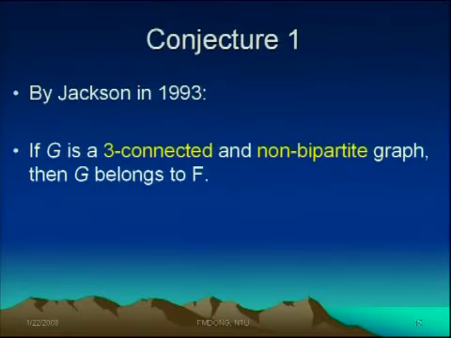One conjecture is by Jackson, 1993. The condition is: if graph G is three-connected and non-bipartite, then G belongs to F. The first time I saw this conjecture, I really did not understand why we need these two conditions, since there is not much relation between them, three-connected and non-bipartite.